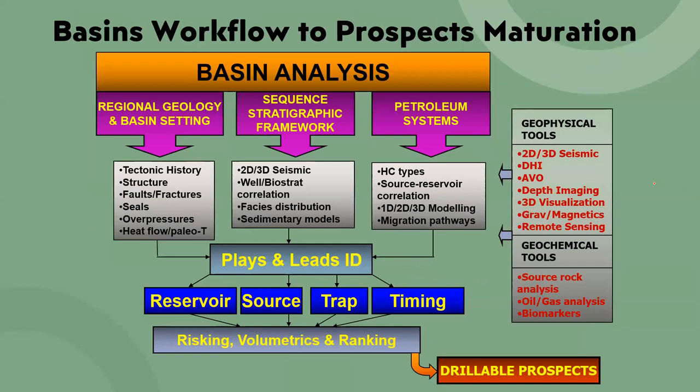Another thing is basin analysis, which is very important for prospect maturation. When we are doing the basin workflows or basin studies, most of the time we follow some workflows. In basin analysis, normally we come up with three main categories. One is the regional geology of the area or the basin setting. Second is the sequence stratigraphy framework. And the third thing in basin studies is the petroleum system. So these mainly belong to the basin analysis.